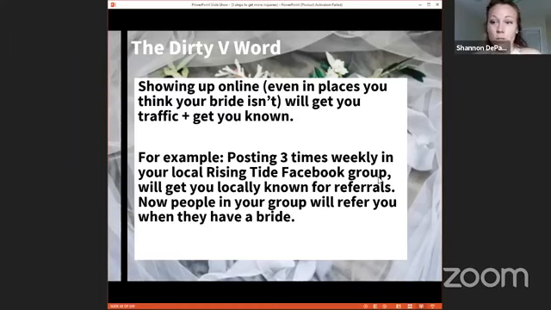I only know the people who show up in the group. I know there's one floral designer in there. I know her name and I know what type of style she does because she's showing up all the time in that group. There's 2 other photographers that I know because they're always showing up in that group. And I know their names and I know where they are.